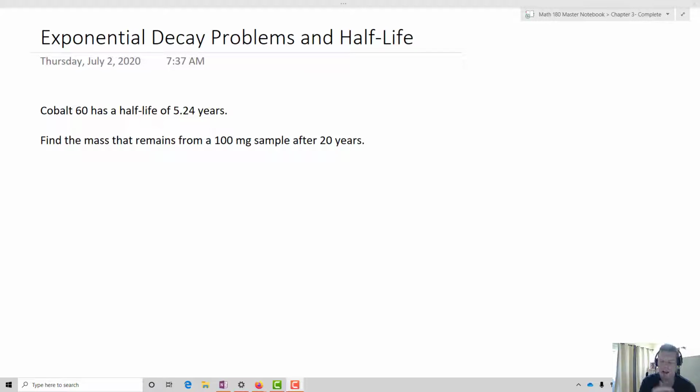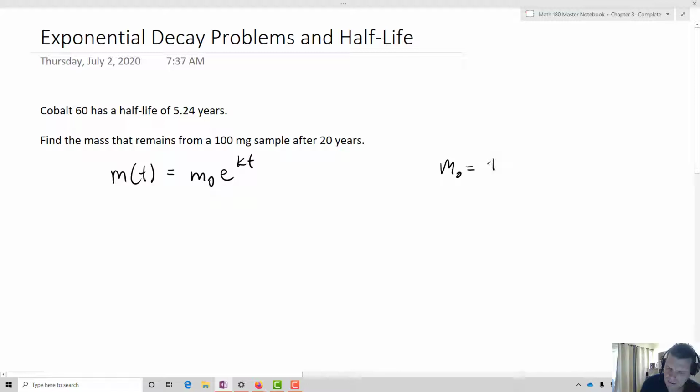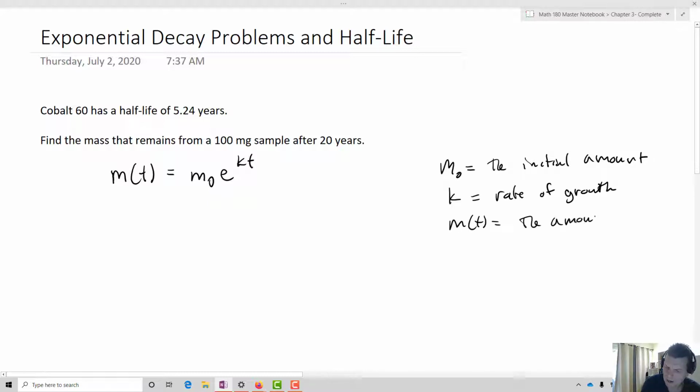In fact, we're just going to use a slightly different notation, but the equation is going to be exactly the same. We're going to use m of t equals m naught e to the kt. Again, m naught is the initial amount, k is the rate of growth, and m of t is the amount after time t.